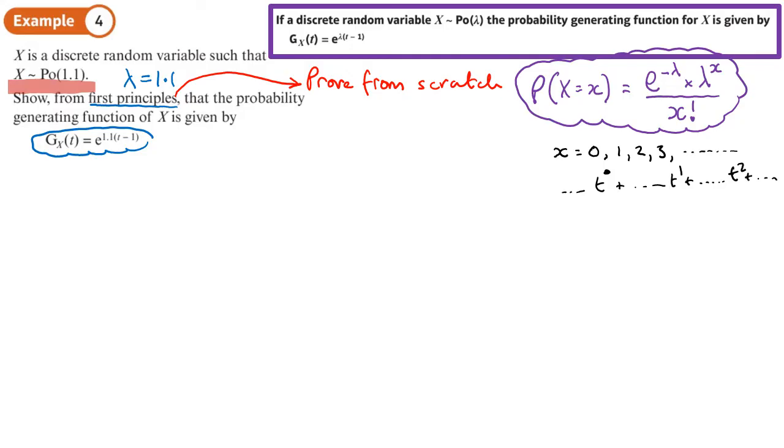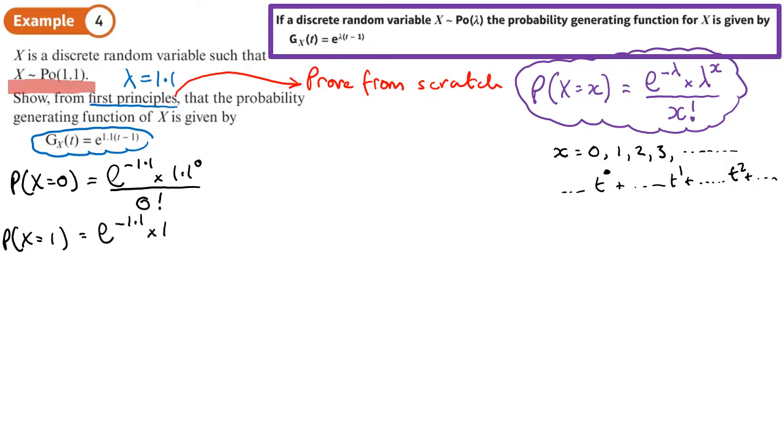So what we'll do is work out each of those probabilities. We'll start with the probability when x is 0. Remember lambda is 1.1, so that will be e to the power negative 1.1 times 1.1 to the power 0 over 0 factorial. Now the probability when x is 1: that would be e to the power negative 1.1 times 1.1 to the power 1 over 1 factorial. And then 2.